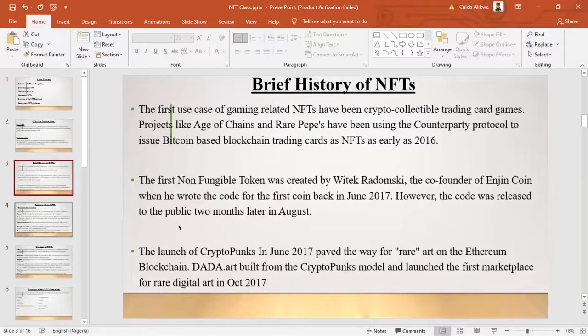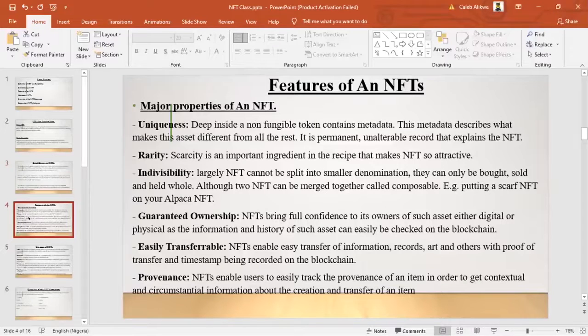Now, NFTs have certain properties or features that, once you notice them, you can ascertain that it's an NFT. The main important feature is that it's on the blockchain. And these are some other features you can check to know that it's an NFT. First is uniqueness. A non-fungible token contains metadata, and this metadata describes what makes this asset different from all the rest. It is a permanent, notable record that explains the NFT.